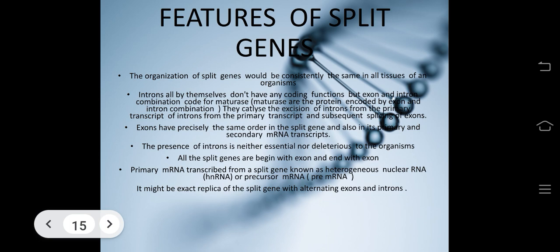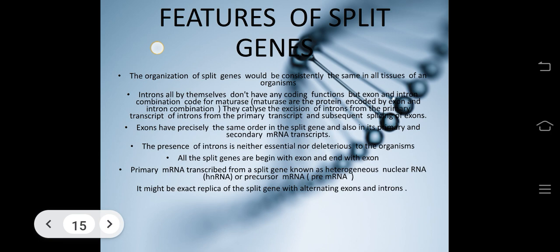Features of split genes. The organization of split genes would be consistently the same in all tissues of an organism. Introns all by themselves don't have any coding function, but exon and intron combinations code for maturase. Maturases are the proteins encoded by exon and intron combinations. They catalyze the excision of introns from the primary transcript and subsequent splicing of exons. Exons have precisely the same order in the split gene and also in its primary and secondary mRNA transcripts.